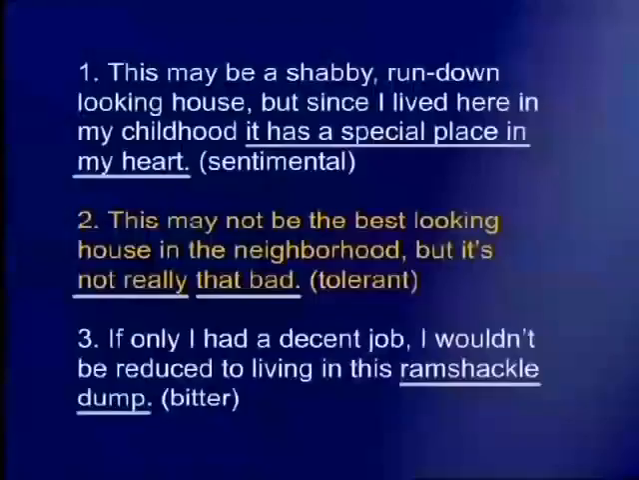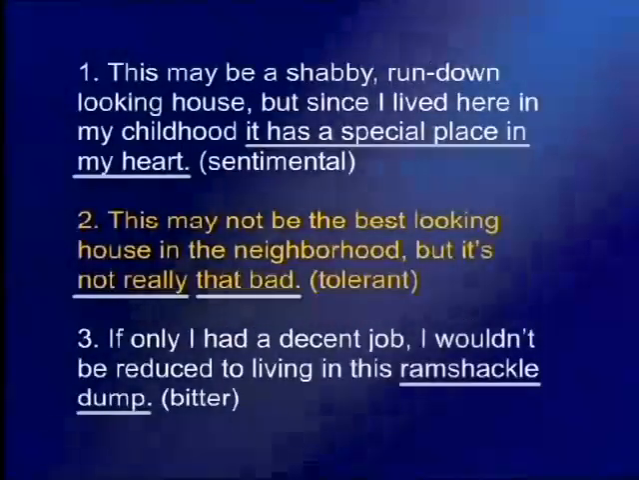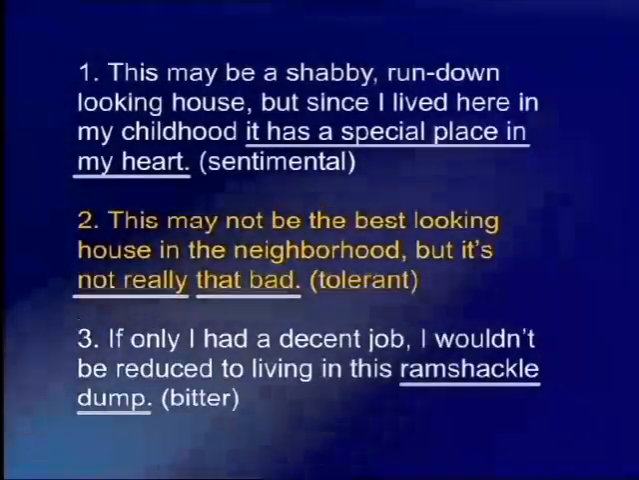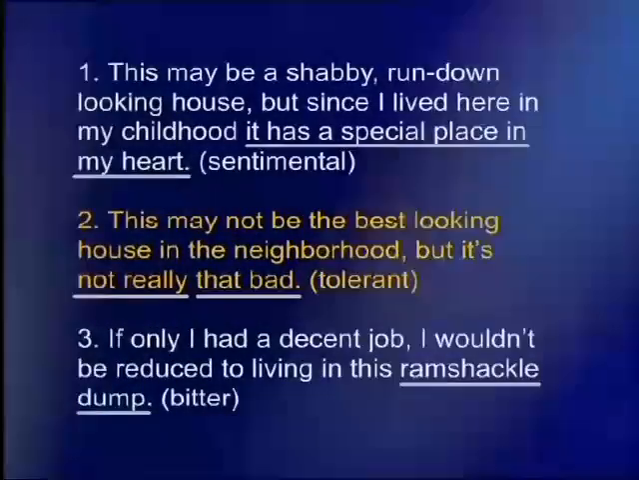Number 3. If only I had a decent job, I wouldn't be reduced to living in this ramshackle dump. Now the phrase ramshackle dump conveys to you that the writer, the speaker, is not happy. And the tone is bitter. He's not at all happy. He's miserable. He doesn't like it. So you would choose the word bitter to describe the tone.